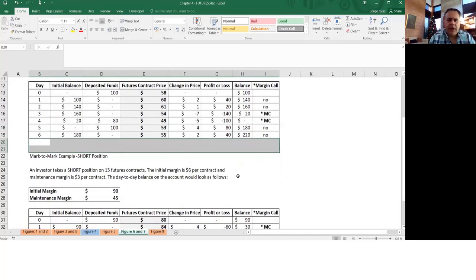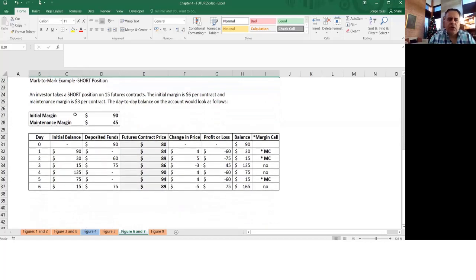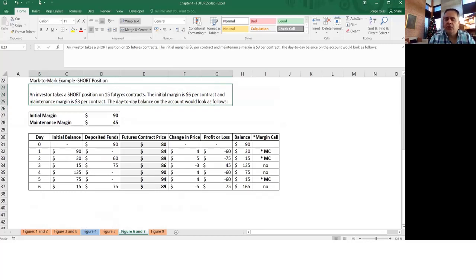Now let's do a short position example. In this case, you have a short position of 15 futures contracts. The initial margin is 6. The maintenance margin is 3 per contract.